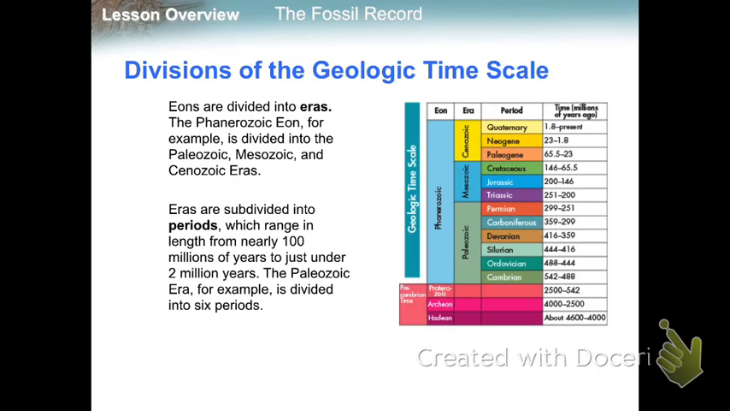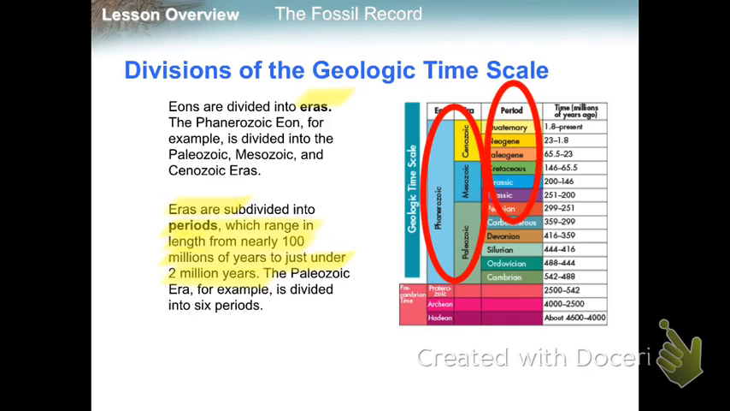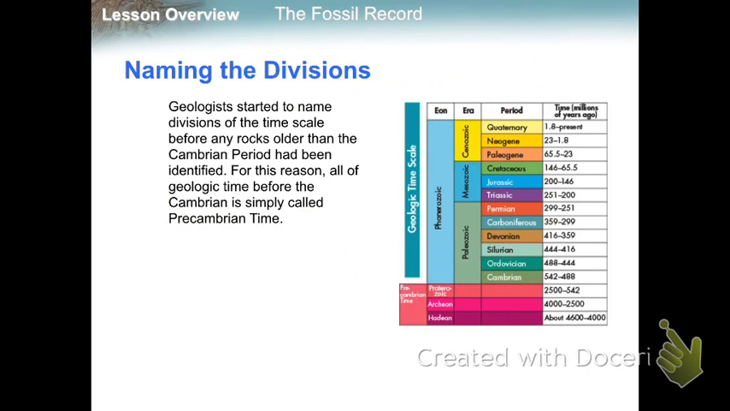Eons are divided into eras. You can see those right here. And then eras are subdivided into periods, time periods, which range in length from nearly 100 millions of years to just under 2 million years. So then you see the time periods right next to the eras.